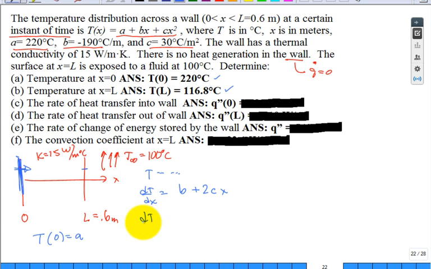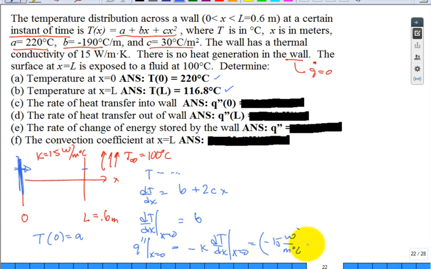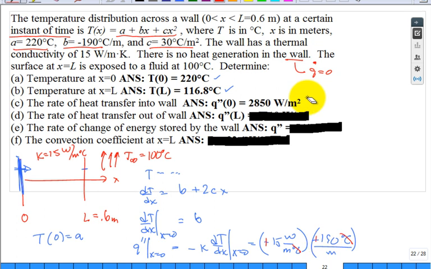I evaluate dT/dx at x equal to 0. It just is b. I then multiply that by negative k. So I get negative k times dT/dx at x equal to 0. That's going to be my q double prime at x equal to 0. So negative 15 watts per meter degree C times my coefficient B. B was negative 190 degrees C per meter. And the degrees C cancel. Watts per meter squared, good units. And it's going to be a negative times a negative. Boom. Let's see what the number comes out to be. 2,850 watts per meter squared.